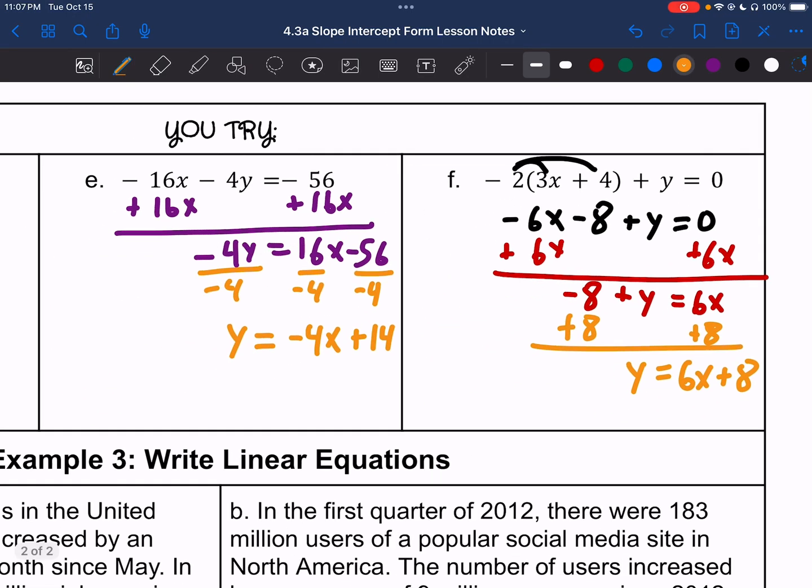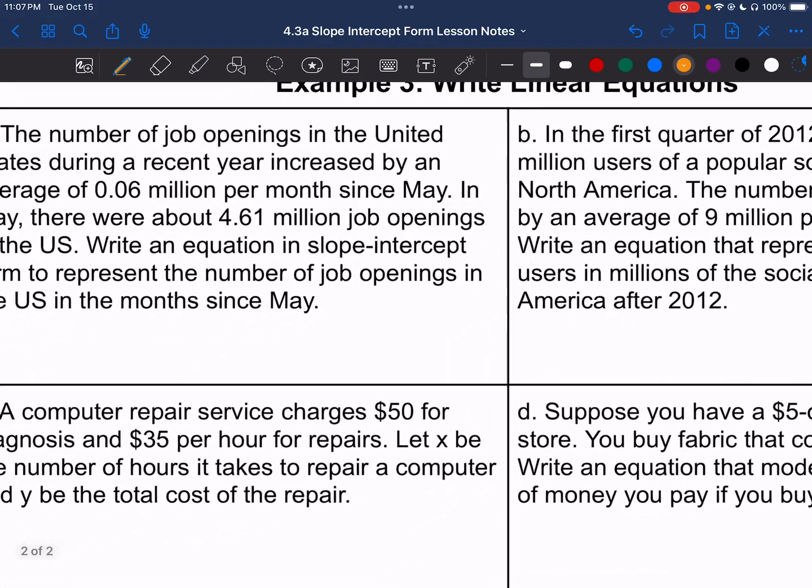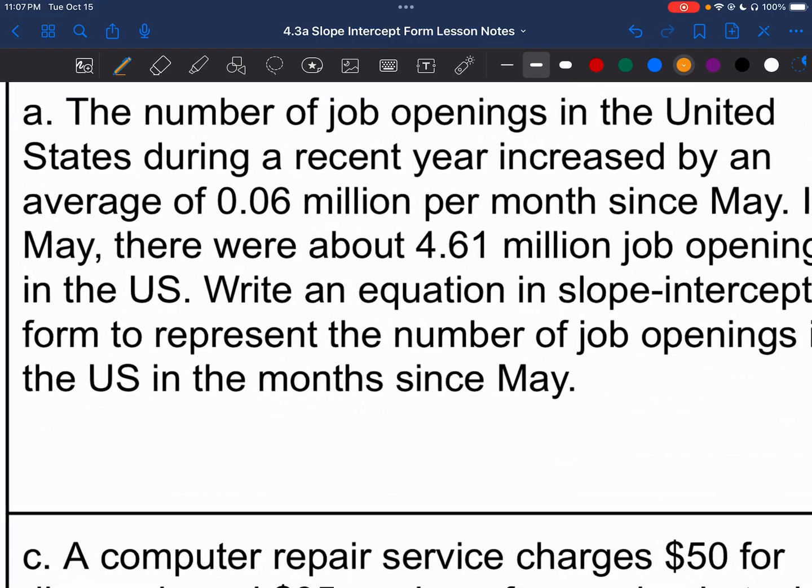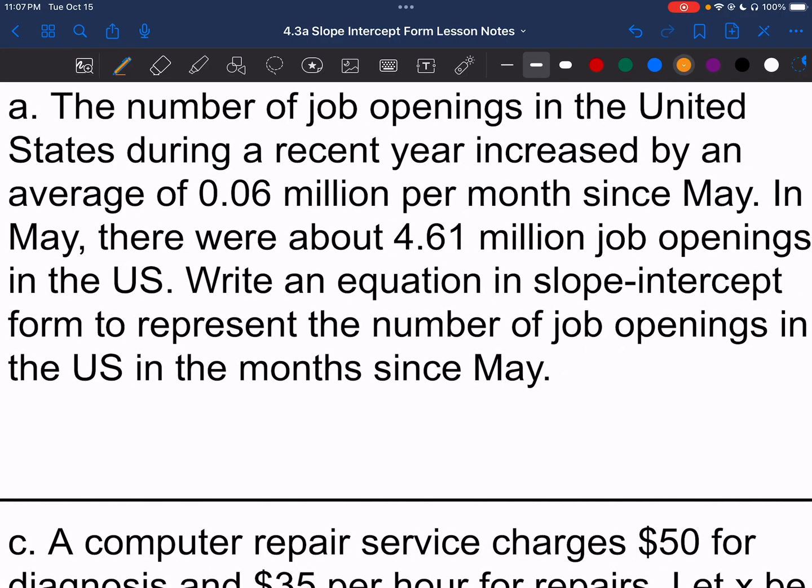Now, example 3 is all about writing linear equations, and you'll notice I'm not giving you very much room. That's because all we're doing is we're writing an equation based on the story that we're given. So in letter A, the number of job openings in the United States during a recent year increased by an average of 0.06 million per month since May. In May, there were about 4.61 million job openings in the United States. Write an equation in slope-intercept form to represent the number of job openings in the US in the months since May. So we need to find out what are my pieces of information that are important.